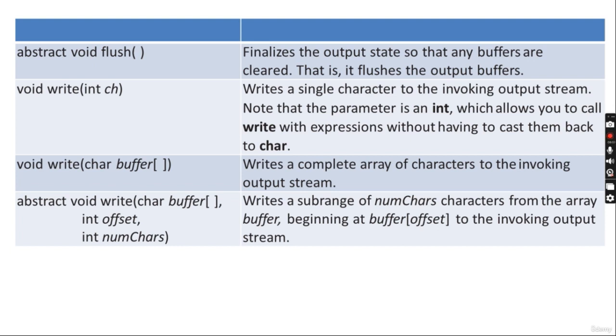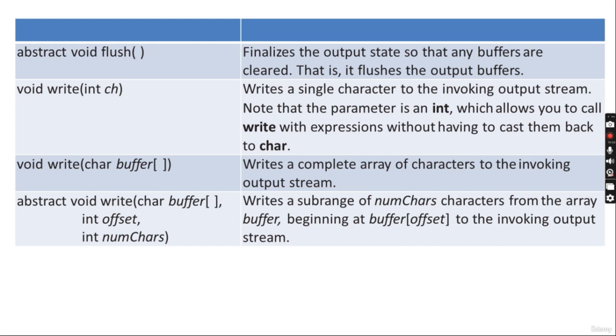Void write(int ch) writes a single character to the invoking output stream. Invoking means any stream object.write(character), so that particular single character will be written at that place. Note that the parameter is an integer, which allows you to call write with expressions without having to cast them back to char. Void write(char[] buffer) writes a complete array of characters to the invoking output stream.